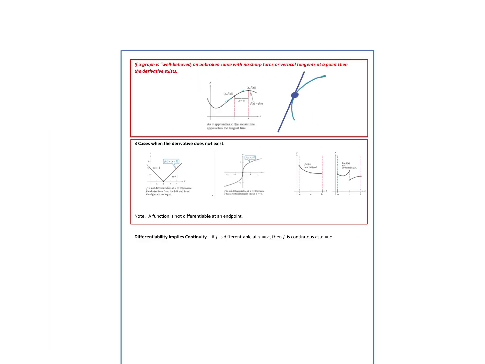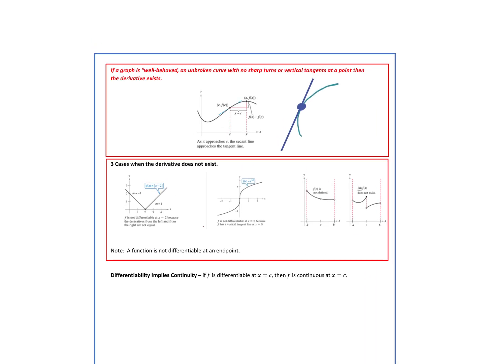This last slide talks about when a function is differentiable or not differentiable. So it says if a graph is well behaved, an unbroken curve with no sharp turns or vertical tangents at a point, then the derivative exists. So what has to happen for a curve to have a derivative at a point? The slope from the left has to equal the slope from the right.